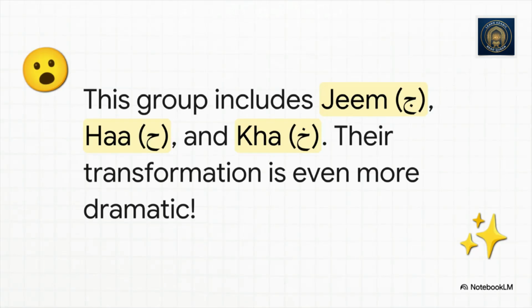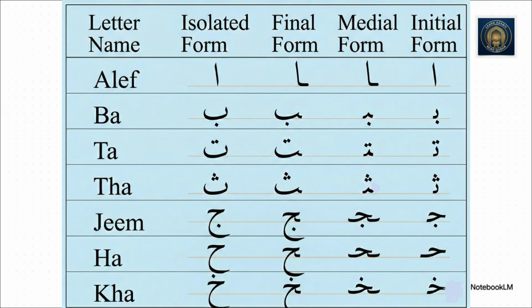Now let's look at our next group, the throat family. Jim, Ha, and Kha. Their change is even bigger, but guess what? It follows the exact same logic. Get rid of the big parts to make connecting easier. To connect, these guys do something pretty dramatic. They drop that entire big swooping belly at the bottom. Poof, it's gone. All that's left is the head on top, which sits right on the line ready to link up. And just like before, the dots are what tell them apart. Jim has a dot inside, Kha has one on top, and Ha has none at all. And then, you guessed it, at the end of the word, they get their full shape back.